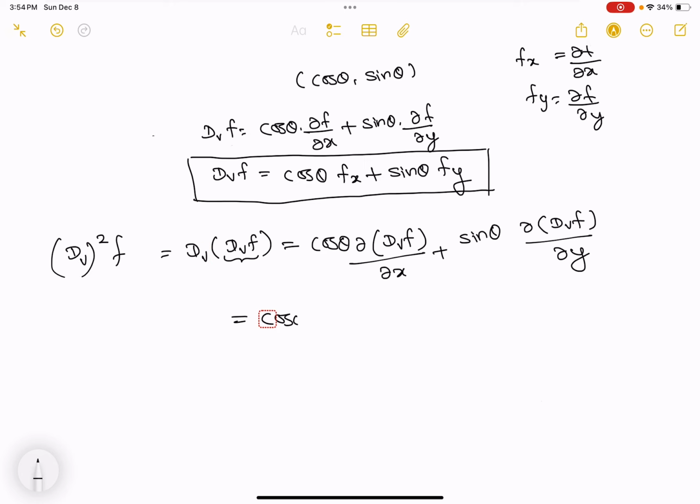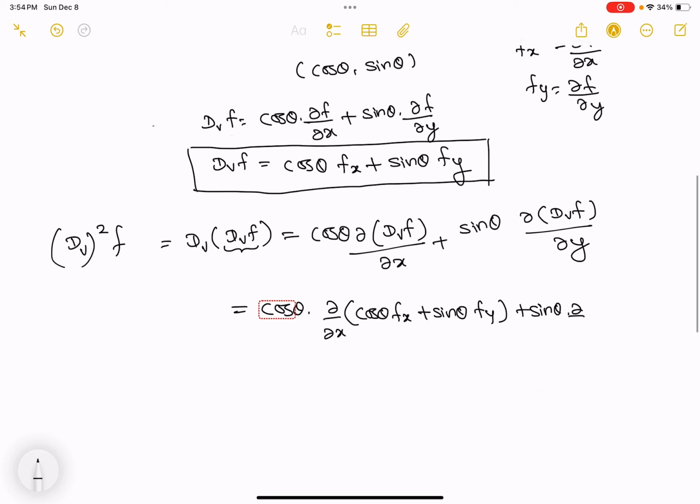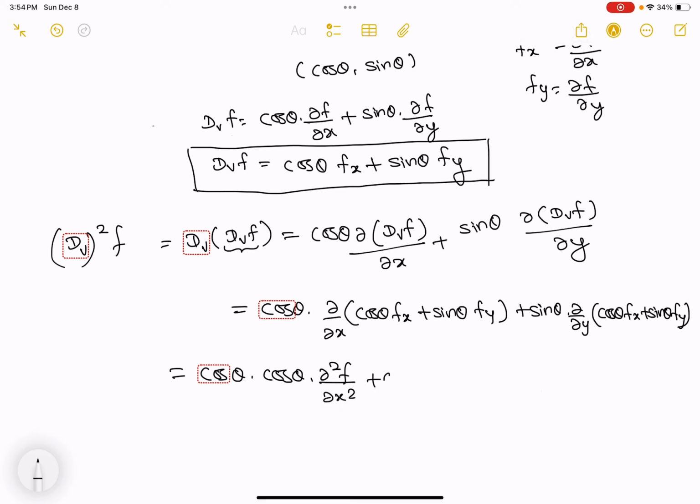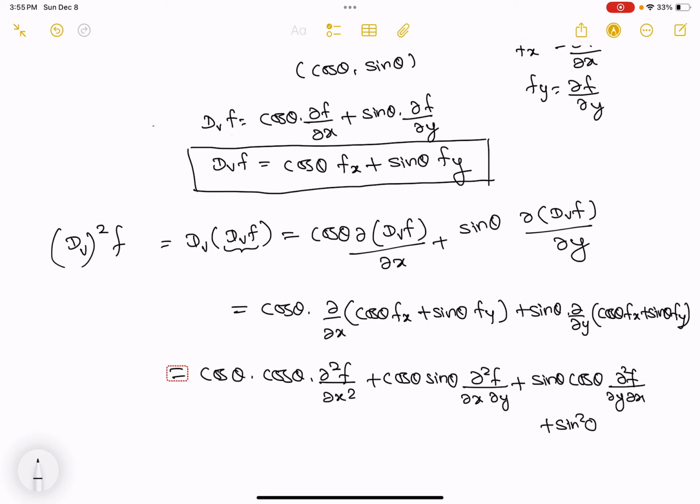So now this is cos theta times partial by partial x of cos theta f sub x plus sin theta f sub y, plus sin theta times partial by partial y of, again, cos theta f sub x plus sin theta f sub y. Now this is cos theta times cos theta, which gives partial square f by partial x square. Plus, this is cos theta sin theta times partial square f by partial y partial x, because it's already differentiated with respect to y, now with respect to x. Plus sin theta cos theta times partial square f by partial x partial y. Plus sin square theta times partial square f by partial y squared. There are two partial y's.